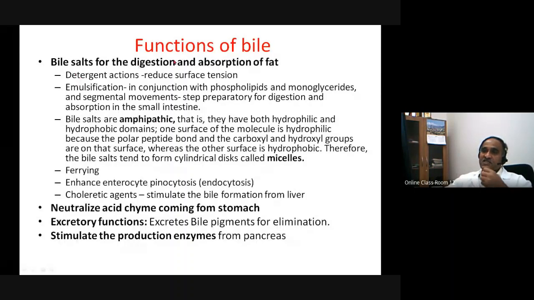So bile as such is like a soap. It has a detergent action. By the detergent action, it reduces the surface tension, especially as it is secreted in the first part of the duodenum. Because the pancreatic lipase is added, and there is a lipid component, it will reduce the surface tension of the lipid component. Then it allows the spread of the lipid molecule.